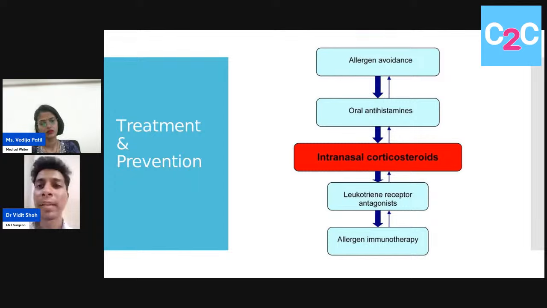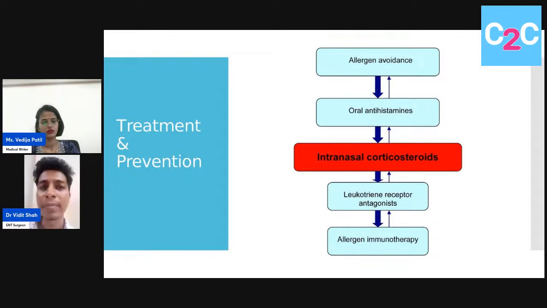Once we decongest the nasal blockage with these nasal drops, that's when the patient's breathing becomes better, his mouth breathing subsides, and then what we call the second line of management in allergic rhinitis patients, and also the most important line of management, which is the intranasal corticosteroids.